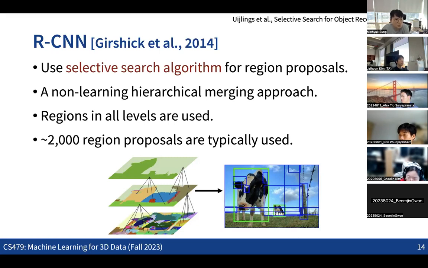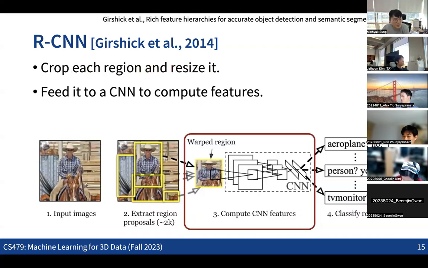So once we collect all these region proposals based on this hierarchical merging idea, for each region we make the bounding box, crop the region, and resize all the boxes so that we have a fixed size of images for all the cases. Then we treat them as individual images and feed them into the convolutional neural net. And then we get classification scores for each region. So that's a very simple idea for getting object detection results.